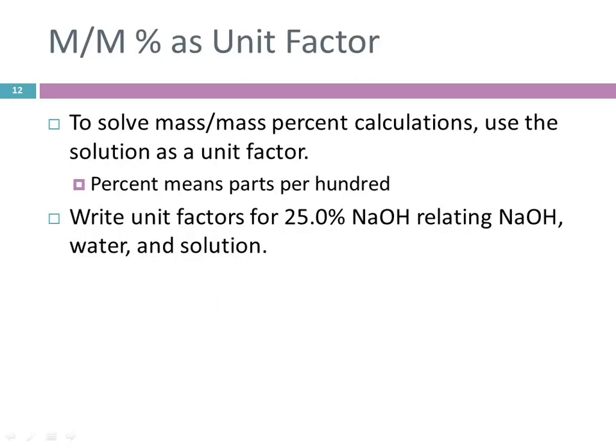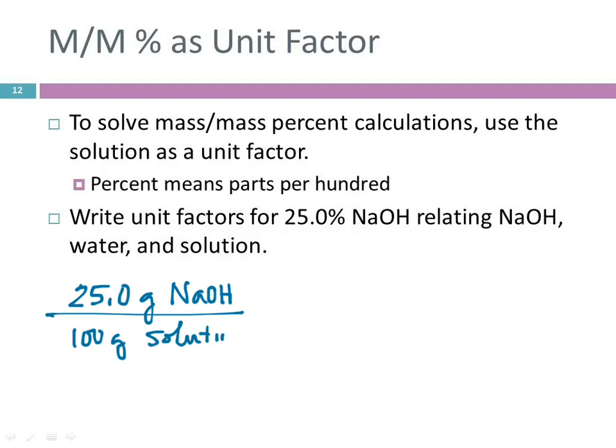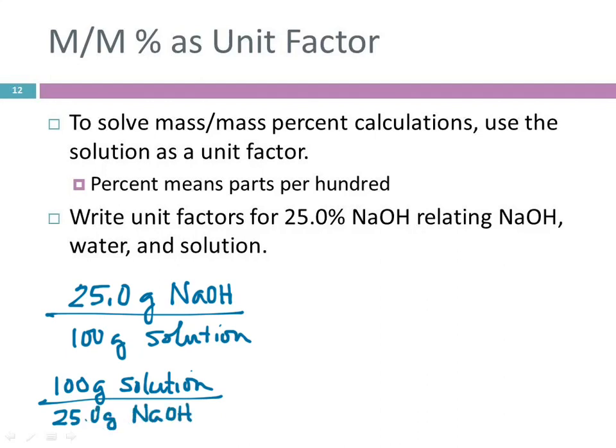So 25.0% means 25 grams of solute per 100 grams of solution. 25 per 100. We could also tip that upside down, because it's saying that 100 grams of solution contains 25.0 grams of sodium hydroxide. They are equal.